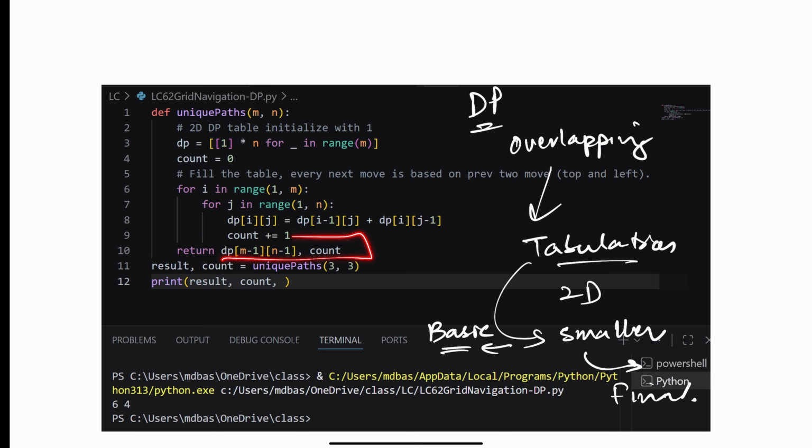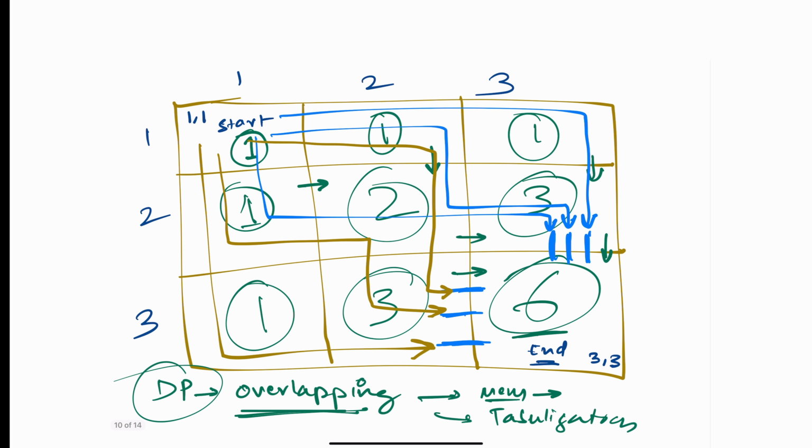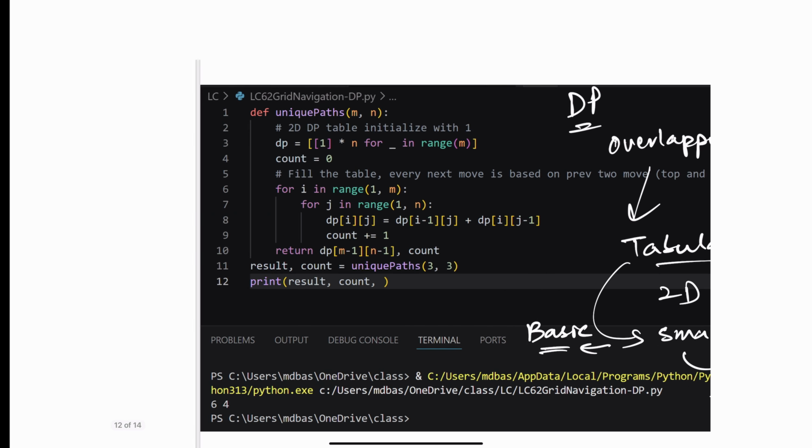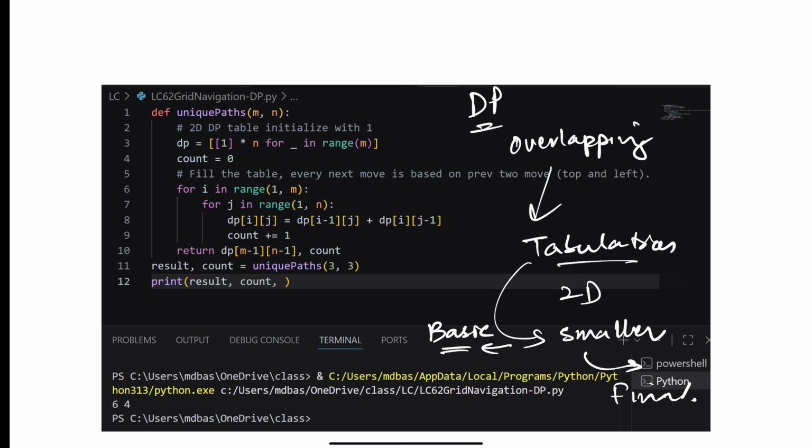Finally, I am returning the answer at m minus 1 and n minus 1. Since indexing starts from 0, just for you to understand I have mentioned 1, 2, 3 so that it will be easy for you. Programmatically, all indexes start from 0. So finally we are returning m minus 1 and n minus 1, and also the count, to show whether we are really executing the inner for loops.